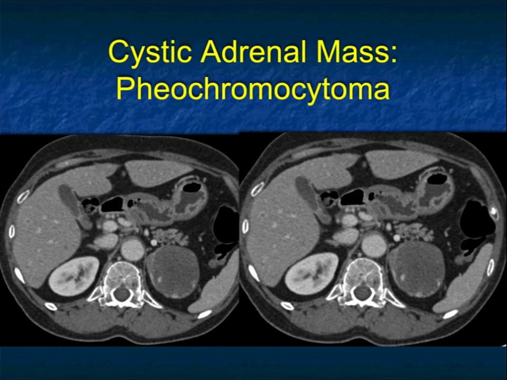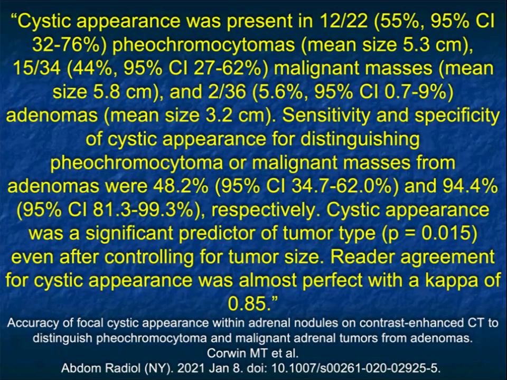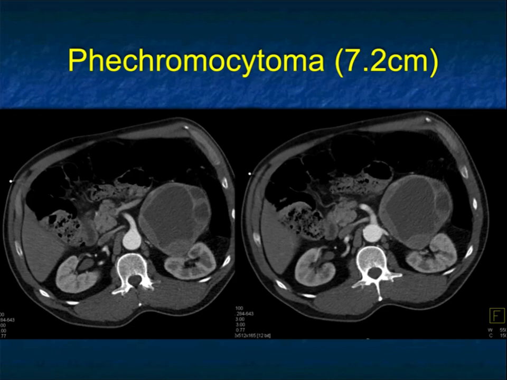Now, one of the things we recognize is that pheos can be cystic. Often they'll have central areas of low density. That's more like necrosis. But here the entire lesion was cystic with some rim-like enhancement. And cystic appearance was present in up to 55% of pheos in this one series by Corwin. Cystic appearance was a significant predictor of tumor type, even controlling for tumor size. So cystic pheos.